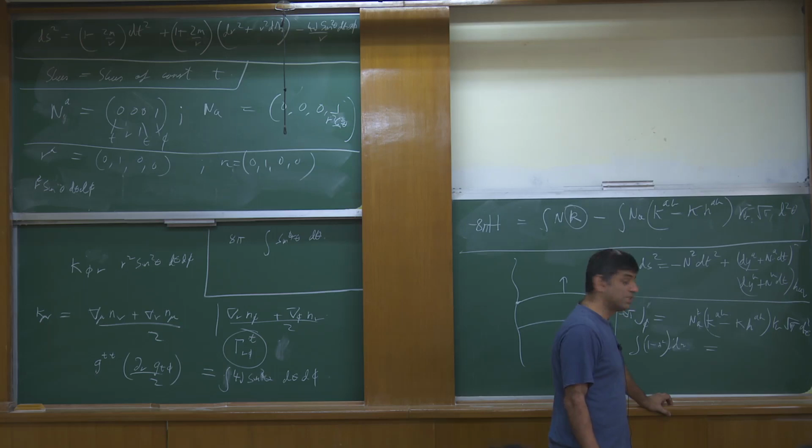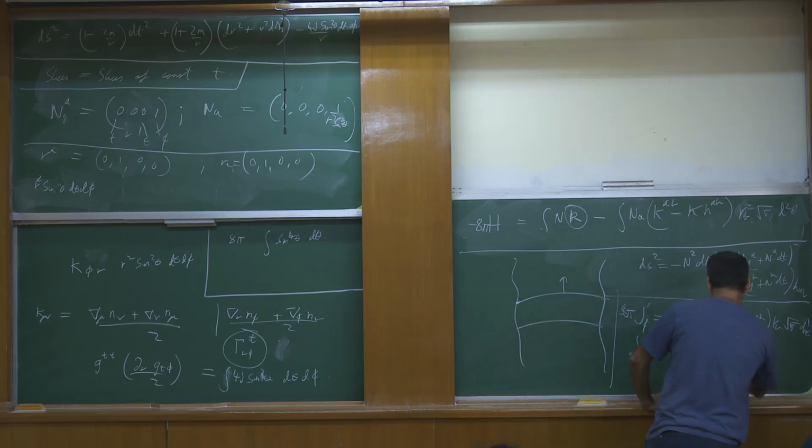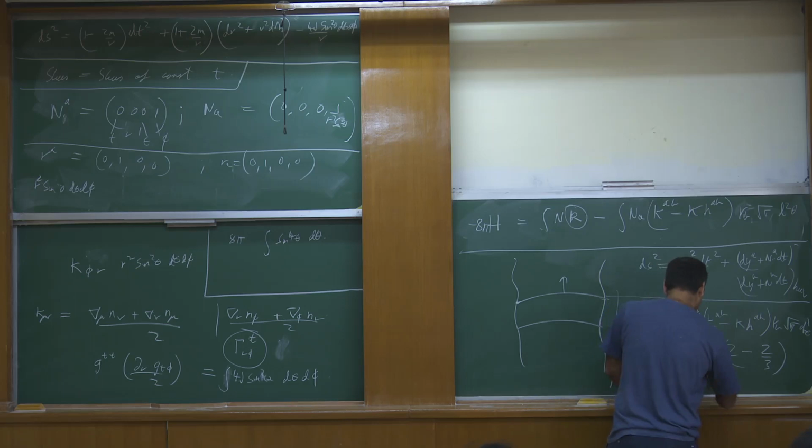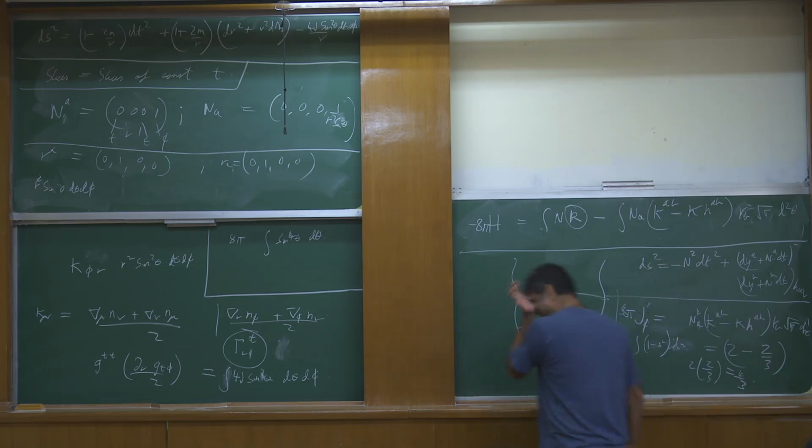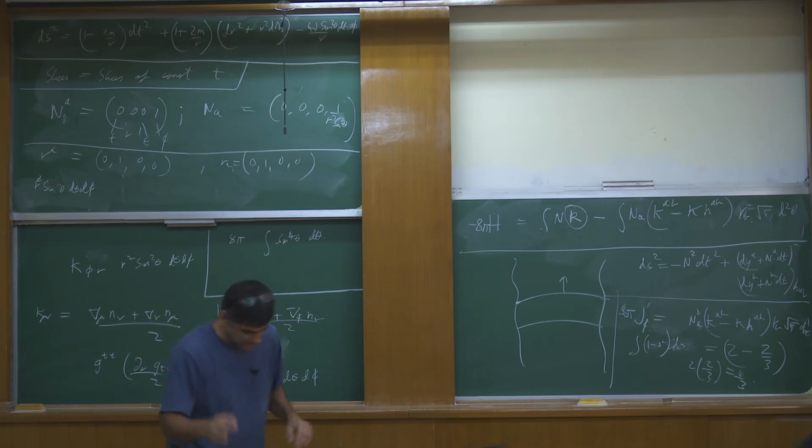0 to 1? Because theta runs from 0 to pi, cos theta runs from minus 1 to 1. You're right. So this guy was 2, and this guy was minus 2 by 3. So we get 2 into 2 by 3, 4 by 3. But they computed gamma t r with an extra factor. I've messed up somewhere. Let me just get that.